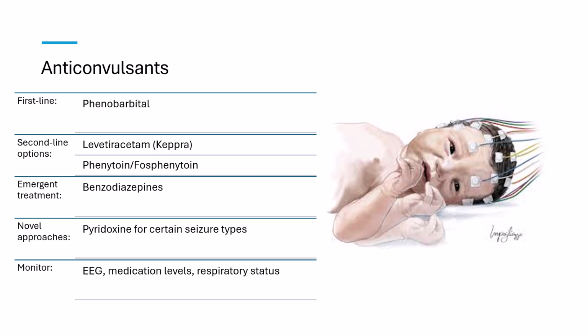In rare cases of certain seizure types, pyridoxine, vitamin B6, can be diagnostic and therapeutic, particularly in pyridoxine-dependent seizures. Monitoring is critical. You'll need to track EEG response, medication levels, and respiratory status, as many anticonvulsants can cause respiratory depression.